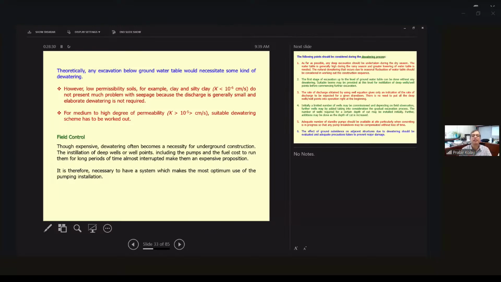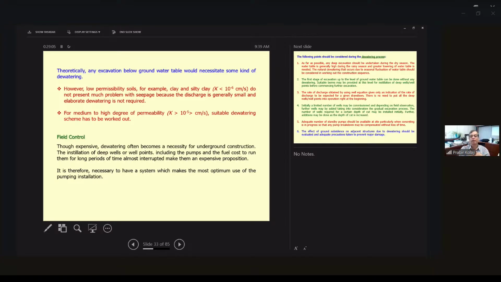So here, theoretically, excavation below the water table necessitates some kind of dewatering technique. Low permeability soil, like clay with permeability less than 10 to the minus 6 centimeter per second, does not present much problem with seepage because the discharge is generally small. If it is more than that, then obviously a dewatering technique is needed. The problem is, when you make a borehole, if the permeability is too low, the water cannot come to the well, so you cannot pump the water out.